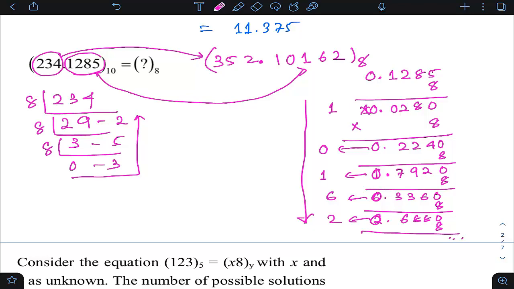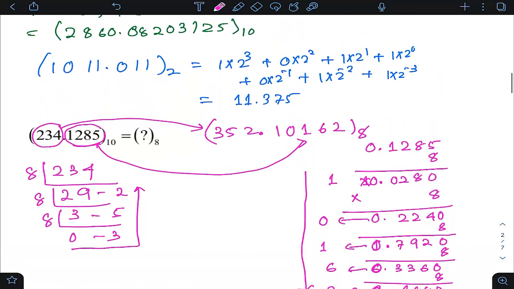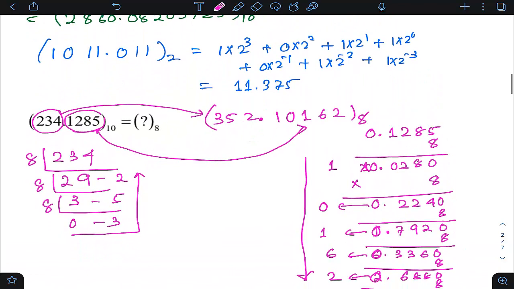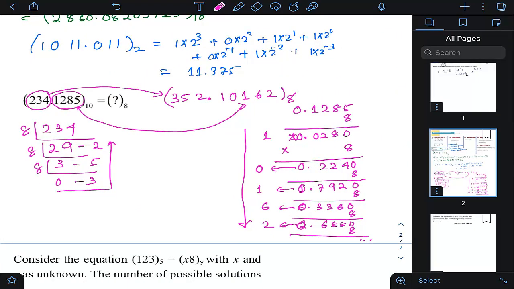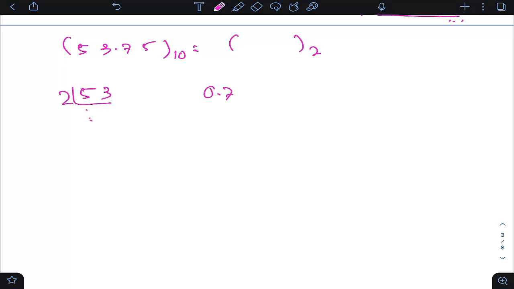So that's why, students, many of you might have seen this while converting numbers from base 10 to base 2. Let's say you have the number 53.75. This is the number in base 10, and you want to know its base 2 equivalent. So what we do is repeatedly divide this 53 by 2, and continuously multiply this 0.75 by 2.